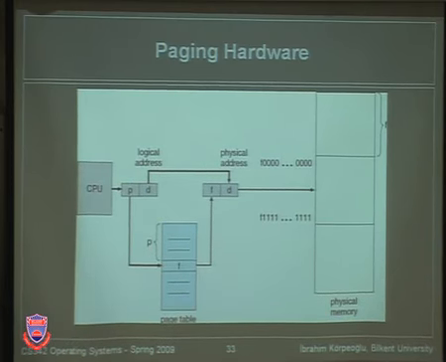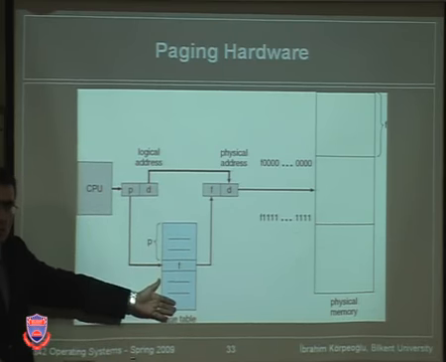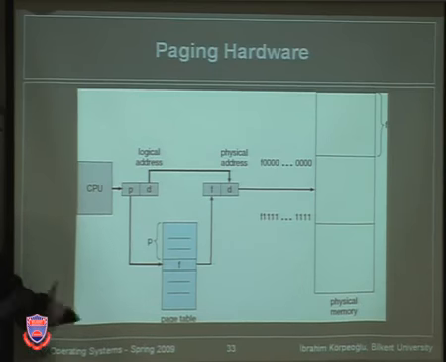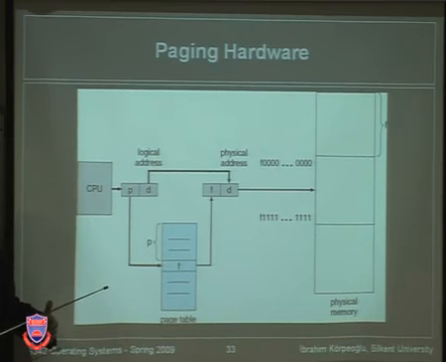Is it clear? How you obtain the physical address from a given logical address. And this operation is done by the hardware. Setting up this page table is done by the software, by the operating system. But the use of it while the program is running, making memory references, is done by the hardware, because that has to be very fast.